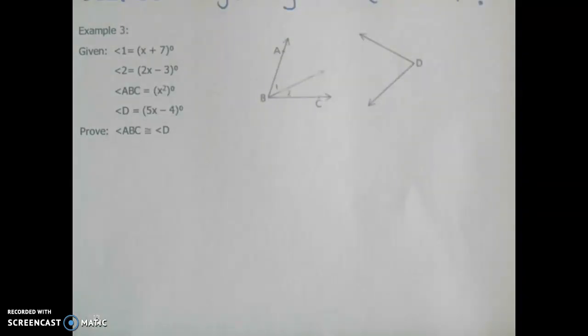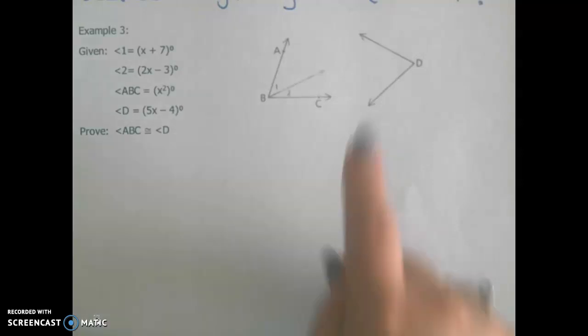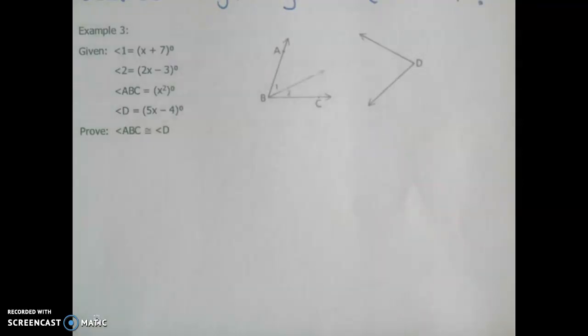Okay, and then we are moving on to our last example for these notes, example 3. We are again given the diagram, and then we're told angle 1 is equal to x plus 7, angle 2 is 2x minus 3, angle ABC is equal to x squared, and angle D is equal to 5x minus 4. And I'm wanting to prove that angle ABC is congruent to angle D. So in order to do that, I need to solve for x first. So we're going to write our proof, again starting with the introduction with what we're given.